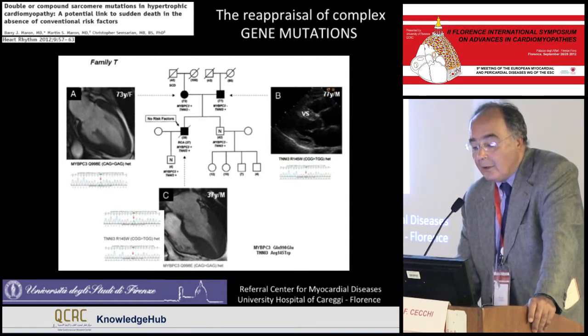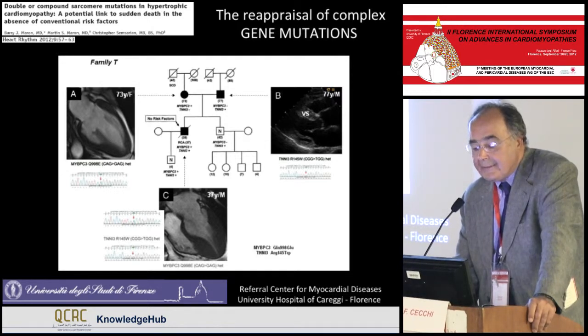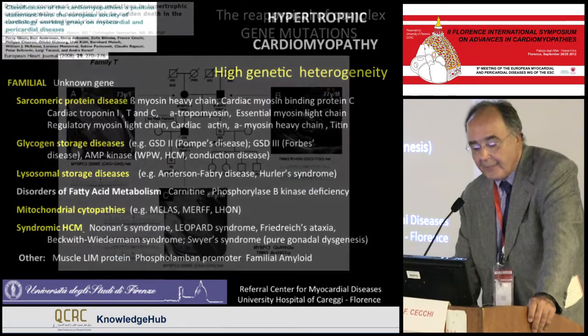Lastly, there is a paper published by Barry very recently, again in Heart Rhythm, where he had a cardiac arrest in this patient who didn't show any risk factor, but at the same time, he had 2 mutations. So I think that we need also to start a reappraisal of complex gene mutation effect on the sudden death risk. This has been emphasized over 15 years ago, and then it was almost forgotten and said that it was useless. I think that we have to reconsider that.